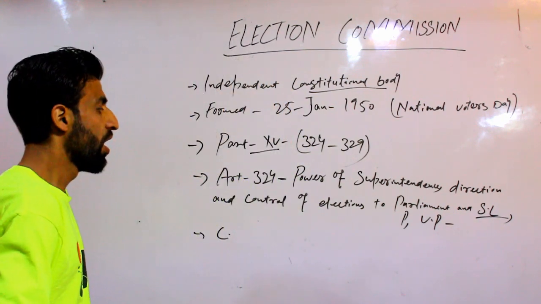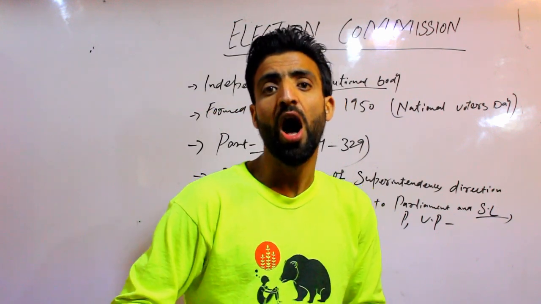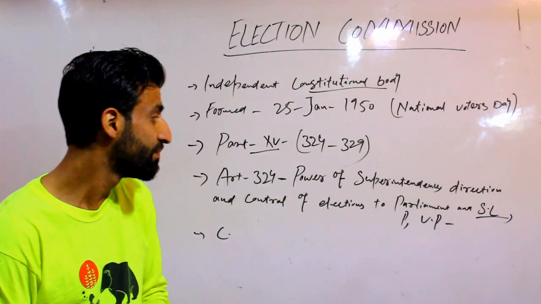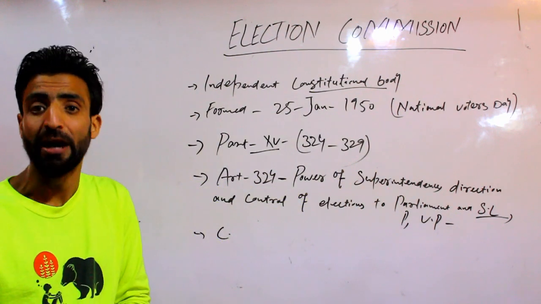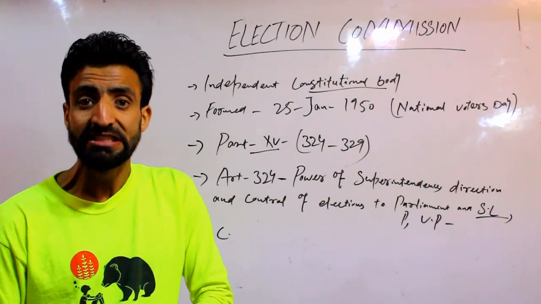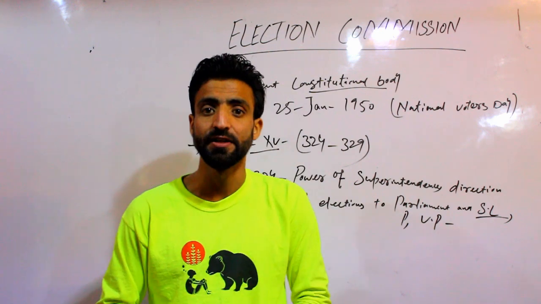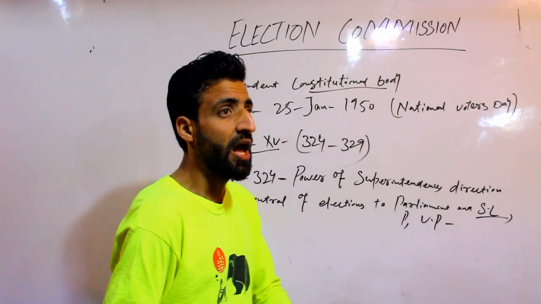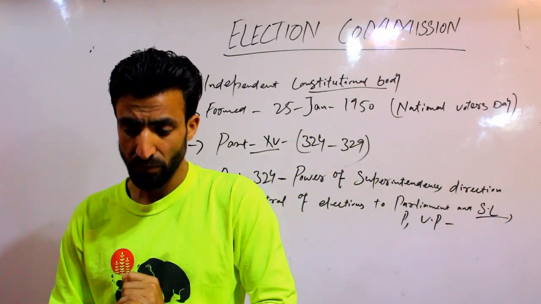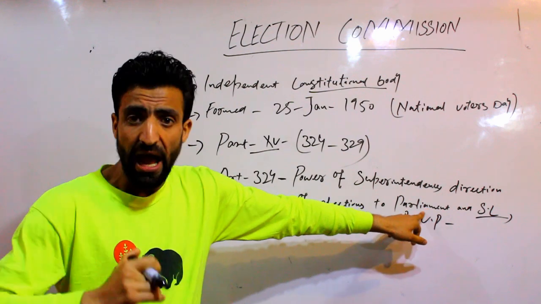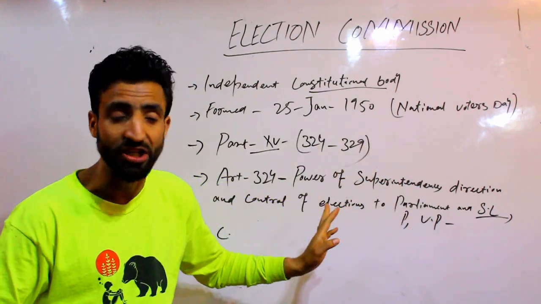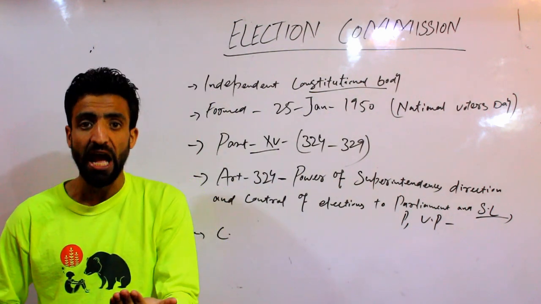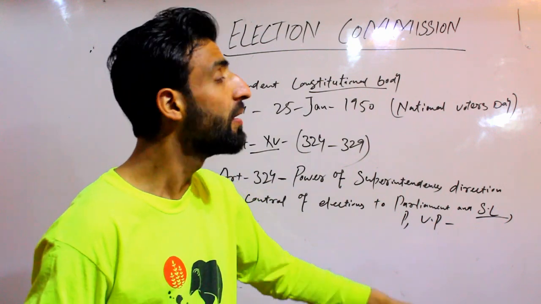So Article 324 of the Indian Constitution deals with that. Article 324 states that the power of superintendence, direction and control of elections for Parliament, state legislative assemblies, the office of the President and the office of the Vice President shall be vested in the Election Commission. My dears, according to Article 324, who will superintend the elections of Parliament? The Election Commission. In the same way, who will direct the elections of state legislative assemblies? The Election Commission of India. Similarly, when the election of the President takes place, who will direct and supervise it? The Election Commission of India.